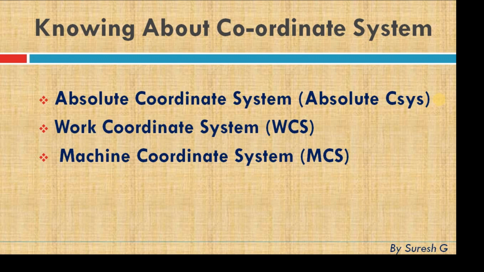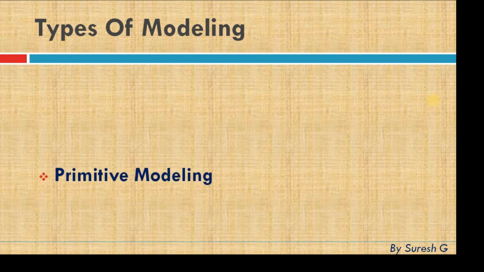And the third one is the machine coordinate system. The machine coordinate system is generally used for the purpose of CAM operations.